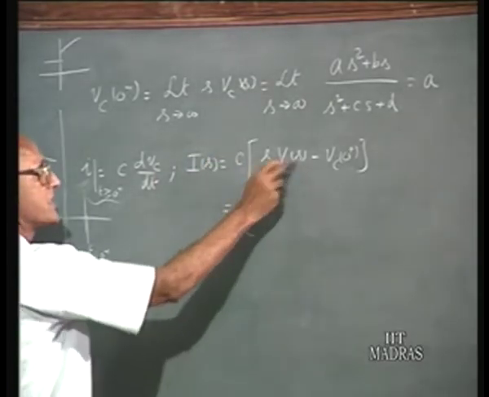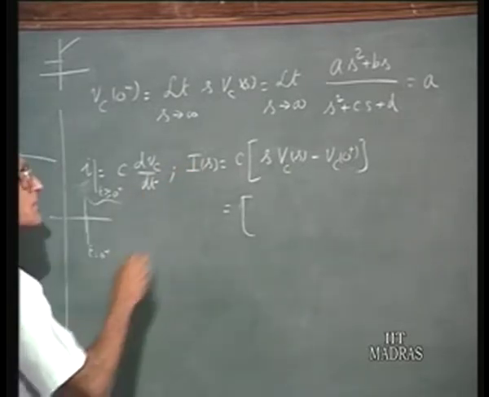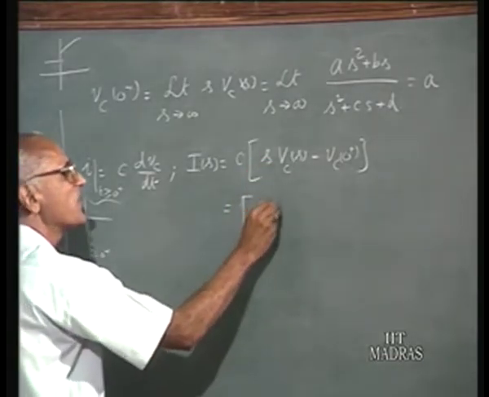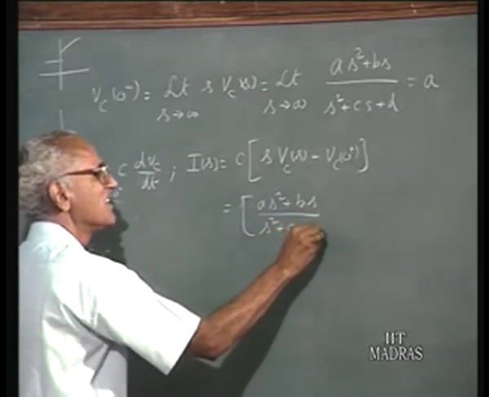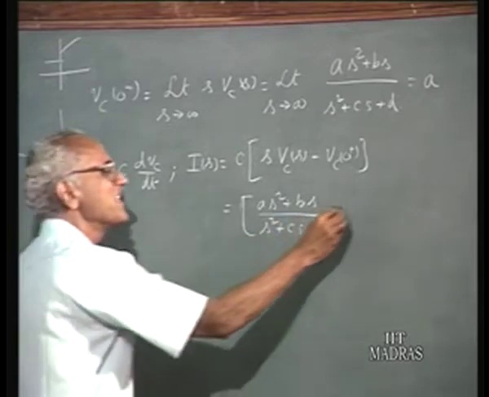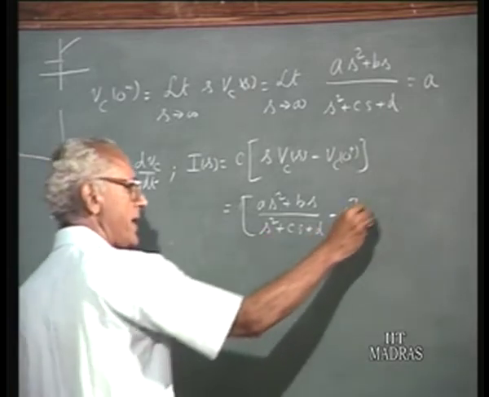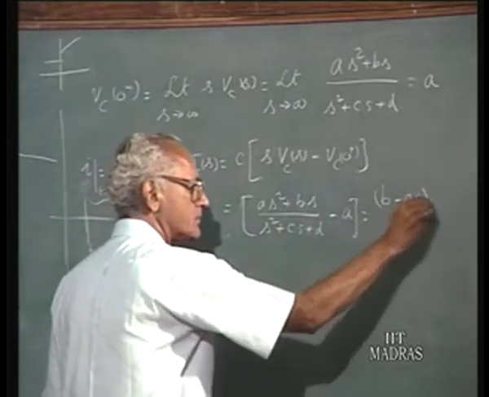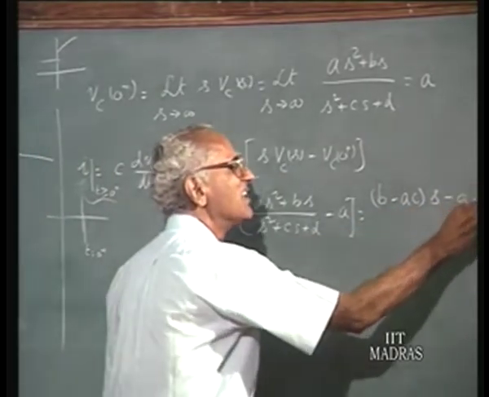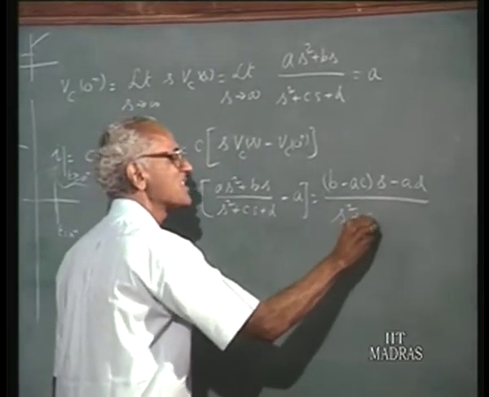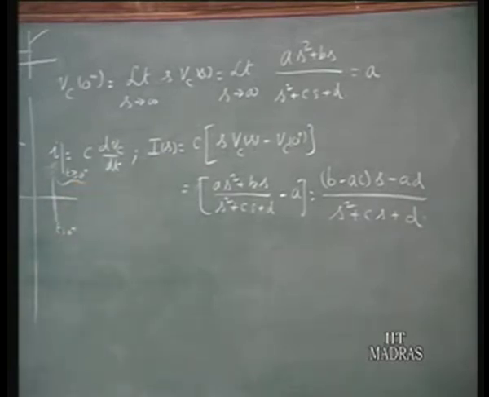So this will be S times Vc of S. Vc of S is As squared plus As plus B over S squared plus Cs plus D. Therefore, S times Vc of S is As squared plus Bs over S squared plus Cs plus D, minus Vc of 0 plus, which has just been evaluated, that is A. Therefore, when you do this, it becomes B minus AC times S minus AD divided by S squared plus Cs plus D. That is the Laplace transform of the current I of S.